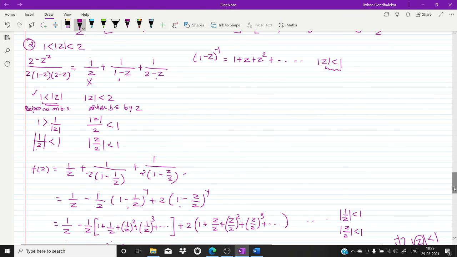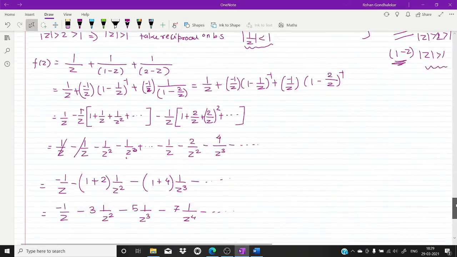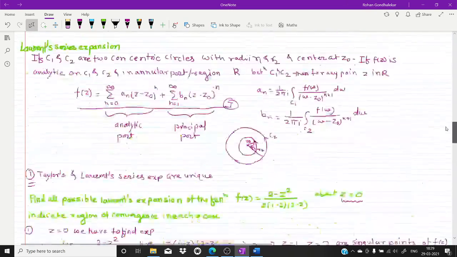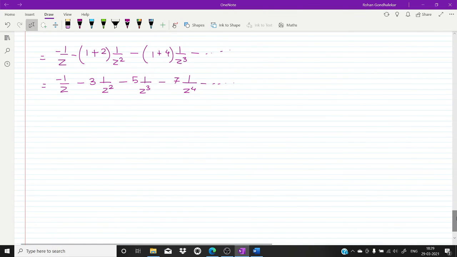Okay. So this is all about your Laurent series expansion problems. Just go through this example once again and try to answer on your own for the next homework question. I am purposefully giving a problem where the center is not a singular point.